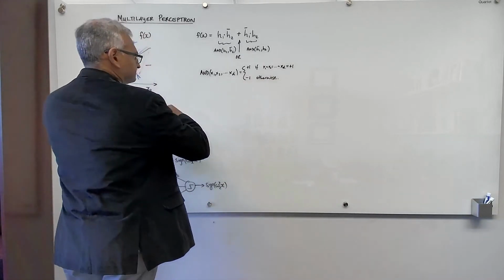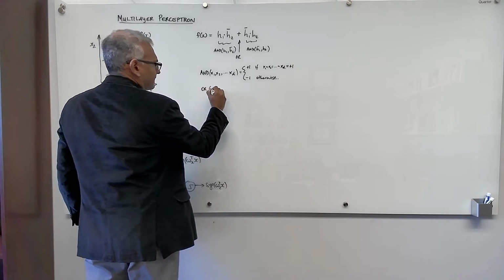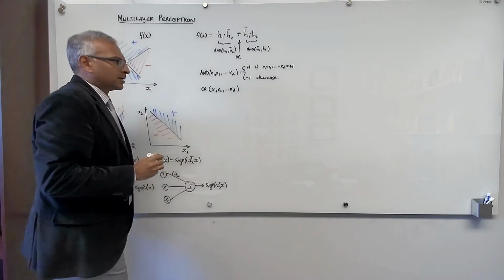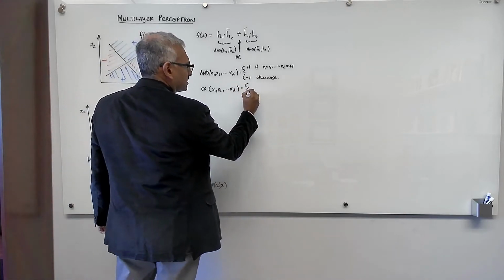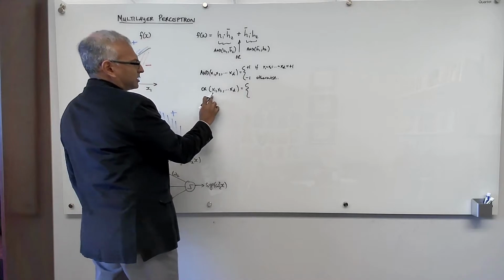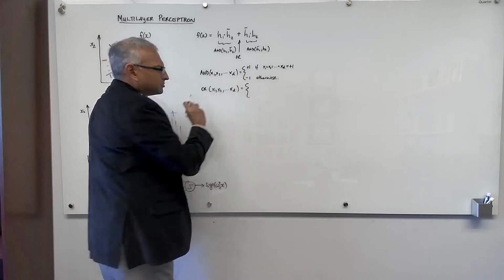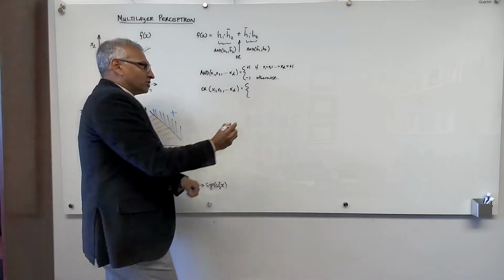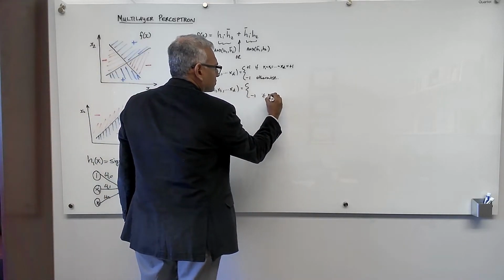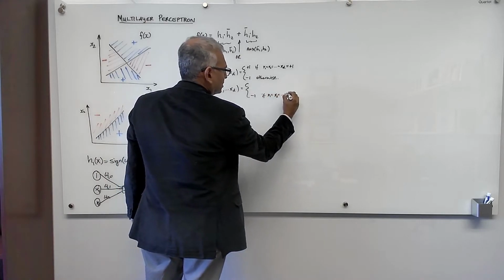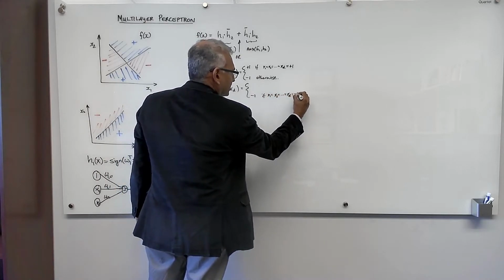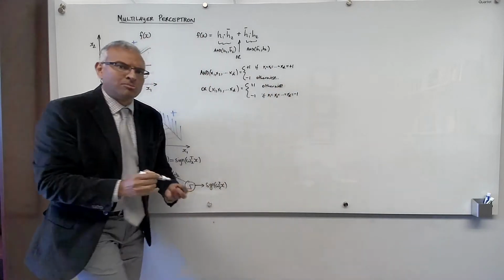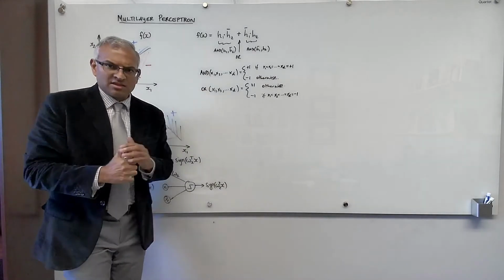Okay? And the OR of x1, x2, and so on, xd, is very similar. The difference being that the OR is true if one of its inputs is true, and it's false only when all its inputs are false. So it's minus 1 if x1 equals x2 equals ... equals xd equals minus 1, and it's plus 1 otherwise. So there, I formally defined for you the AND and the OR.